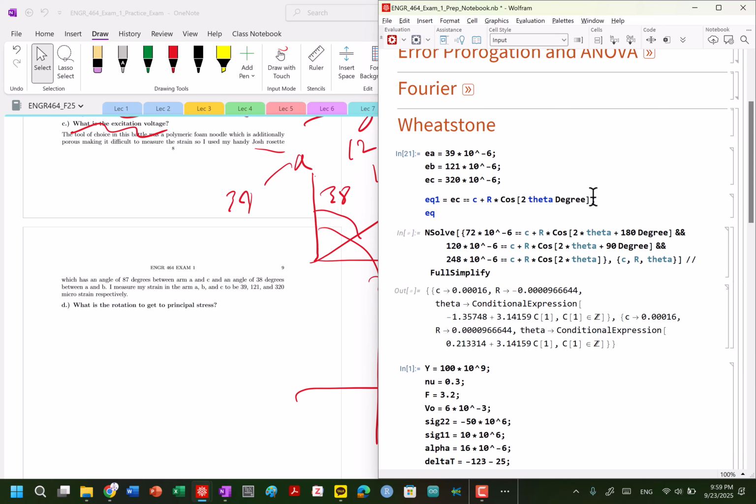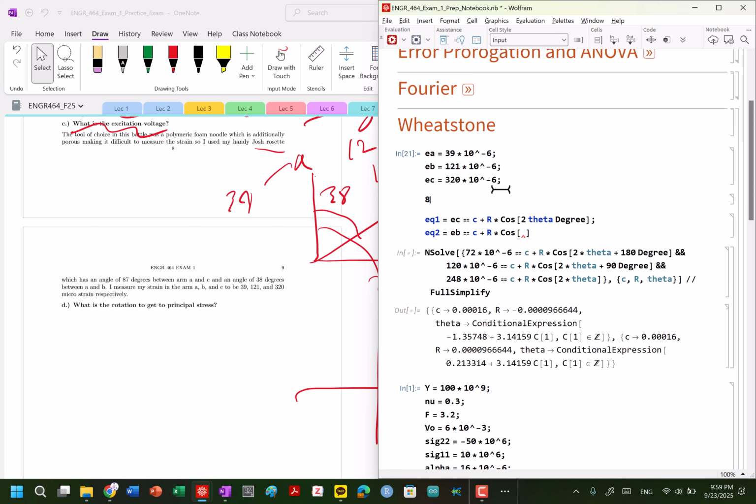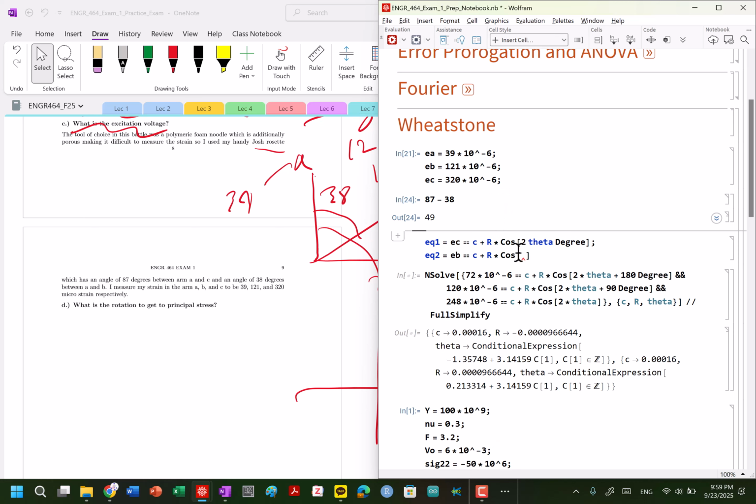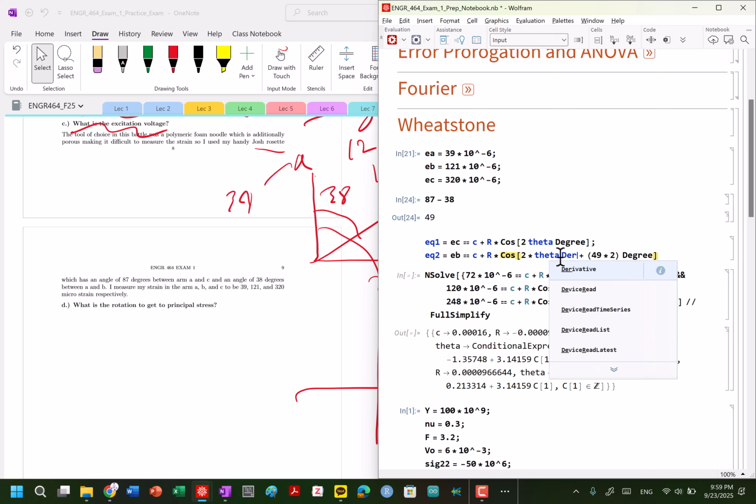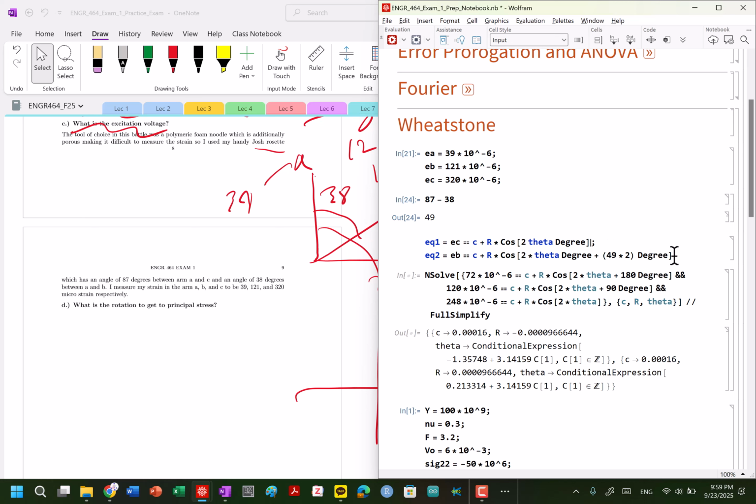Equation 2, so now we're rotating counterclockwise. EB equals C plus R times cosine. Now that angle is basically 87 minus 38, and we're going to do twice that. So 2 times the angle theta plus 49 times 2 degrees, and it doesn't hurt to put a degree here as well, but it should read the full thing in degree mode. Excellent. And then finally, our last equation.